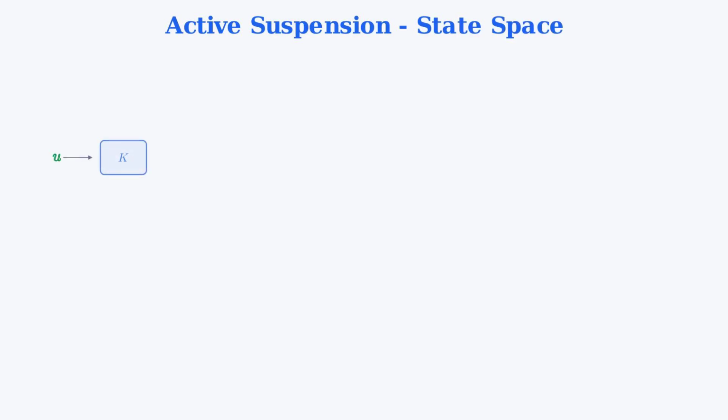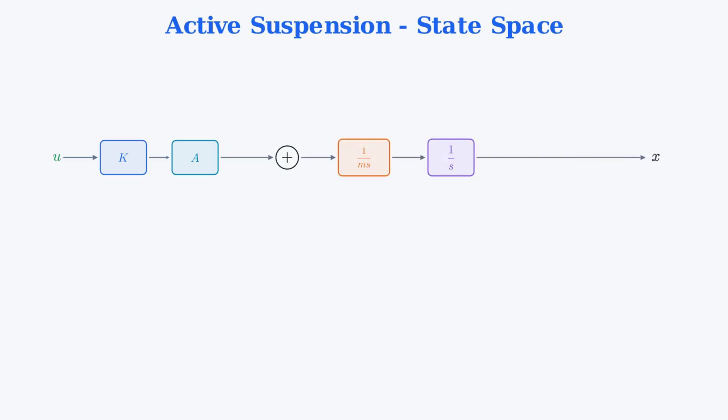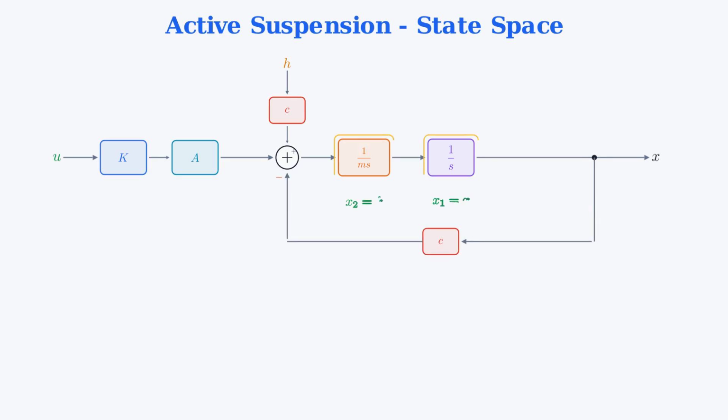Step 1. Choose the states. Looking at the block diagram, we have two integrators in series. Each integrator stores one state. We name the integrator outputs from right to left. The output of the rightmost integrator is x, the position. The output of the middle integrator is the derivative of x, the velocity. So we set state 1 equals x and state 2 equals x dot.